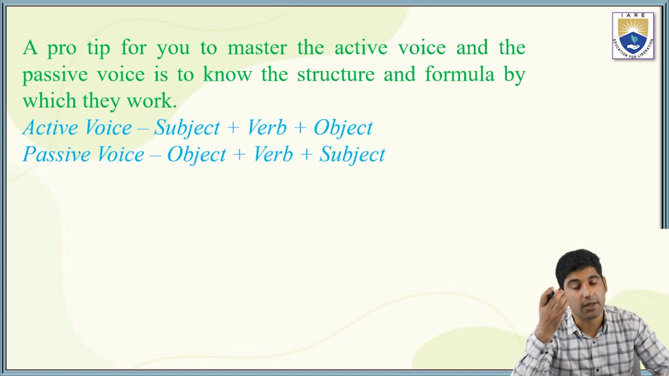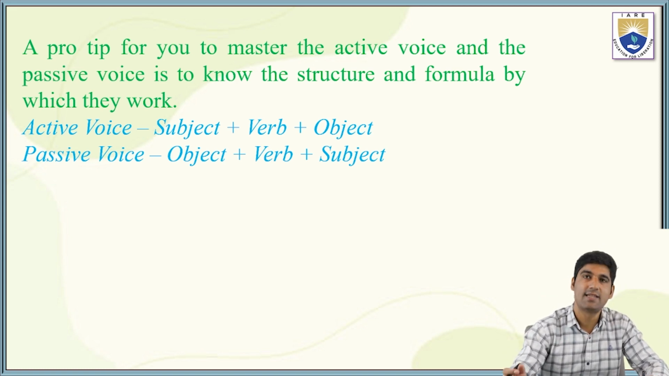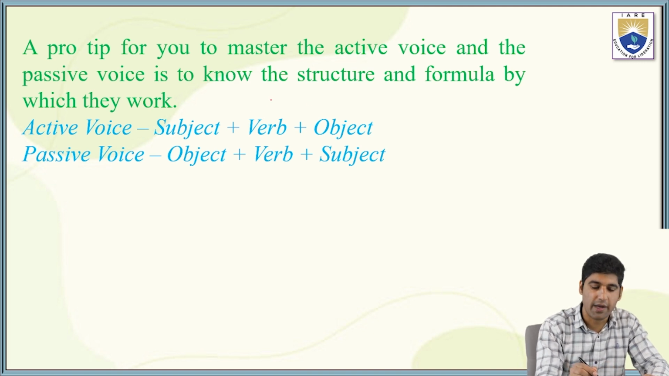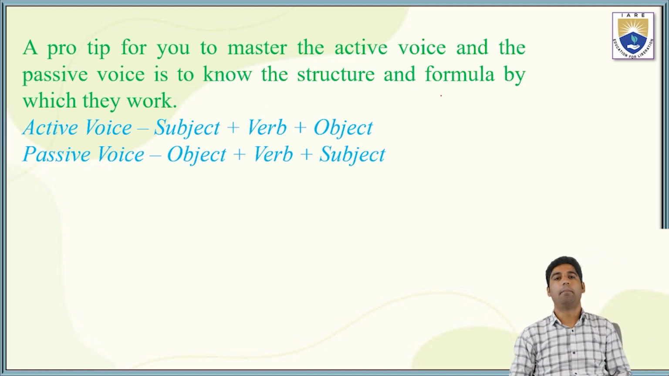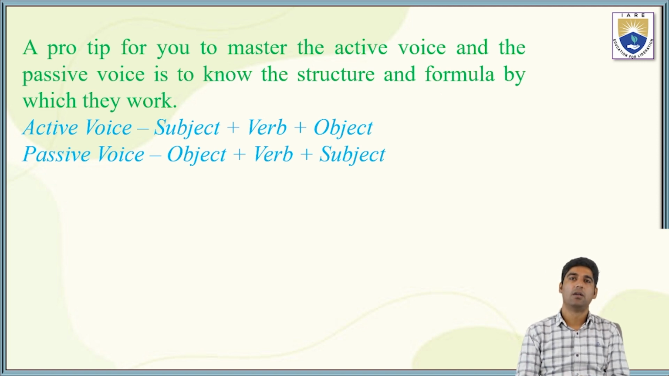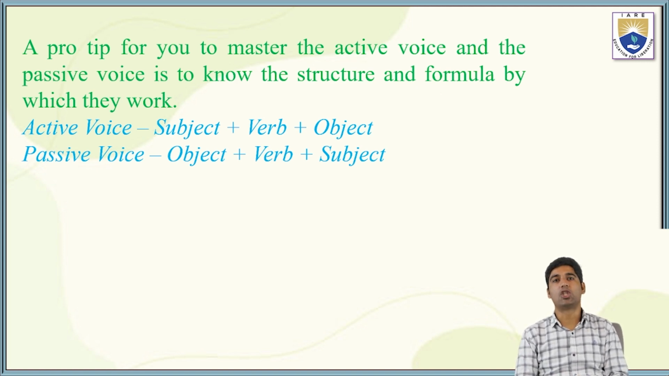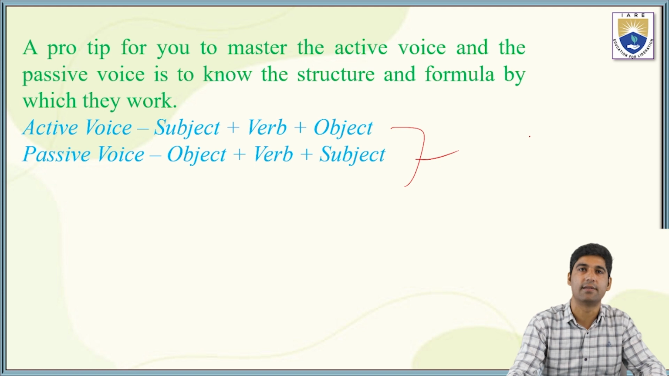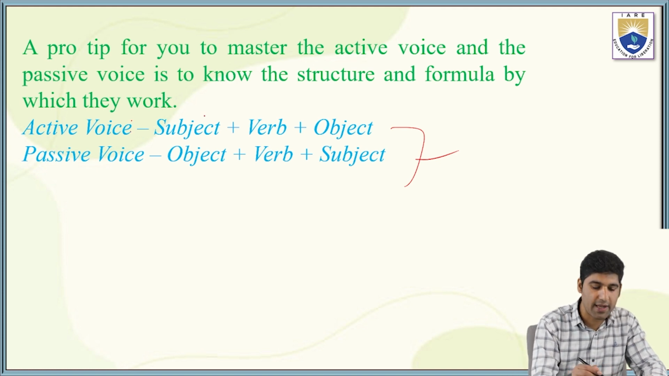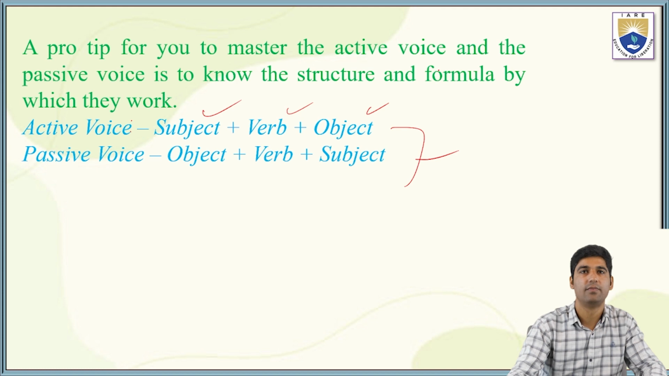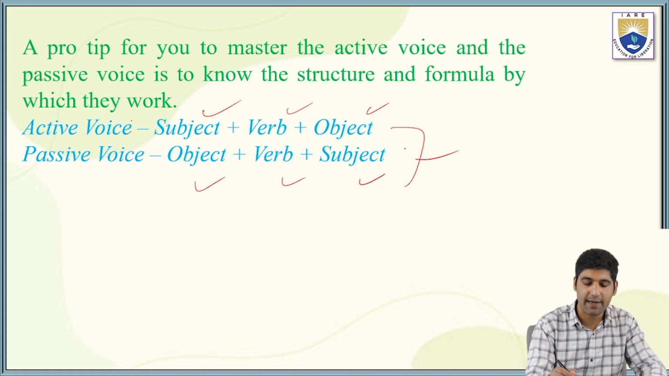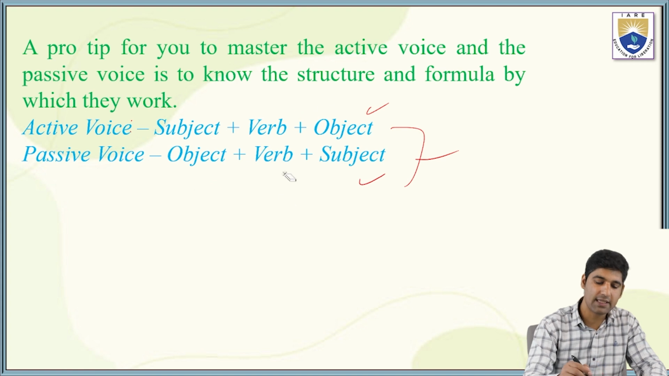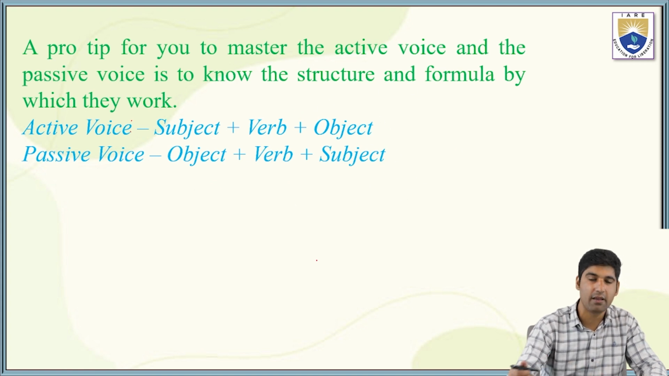Now let's come to the structure. A pro tip for you to master the active voice and the passive voice is to know the structure and formula by which they work. In order to know how these sentences work, it's mandatory to know the structure of the sentences. For the active sentence, we require subject, verb, and object. For passive voice, we require object, verb, and subject. When we have this structure, it's easy to understand. Here in the active voice, the subject is the doer of action.